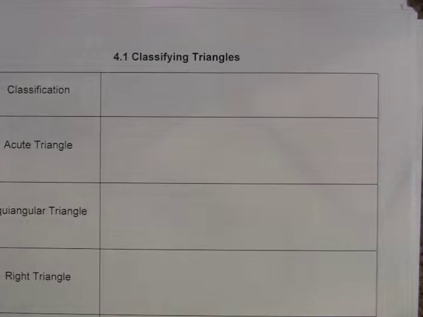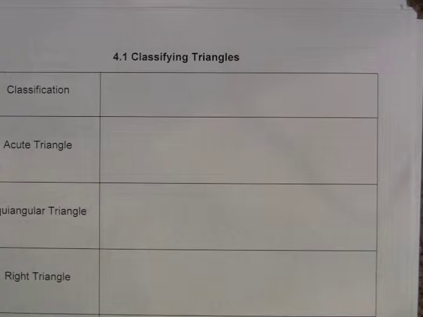Okay, so today's lesson, 4.1 on classifying triangles, is all about telling you what type of triangles there can be. We can have various types of triangles. Just like in Unit 1, we learned that there's different types of angles, like an obtuse angle or an acute angle. We can have different types of triangles.